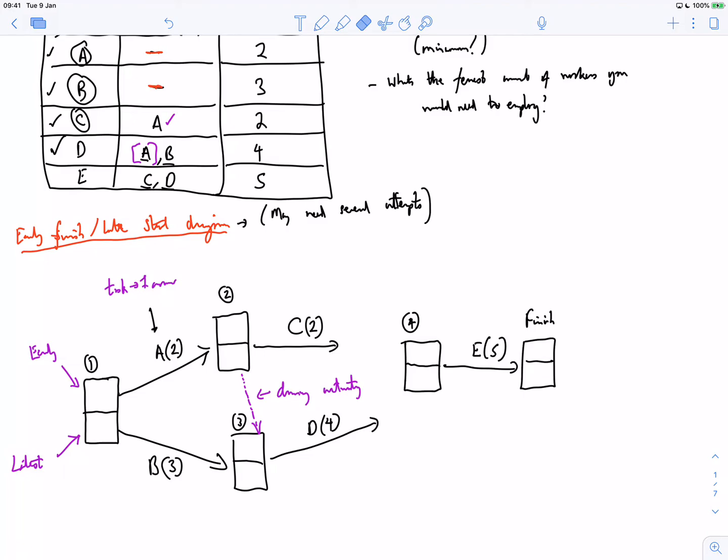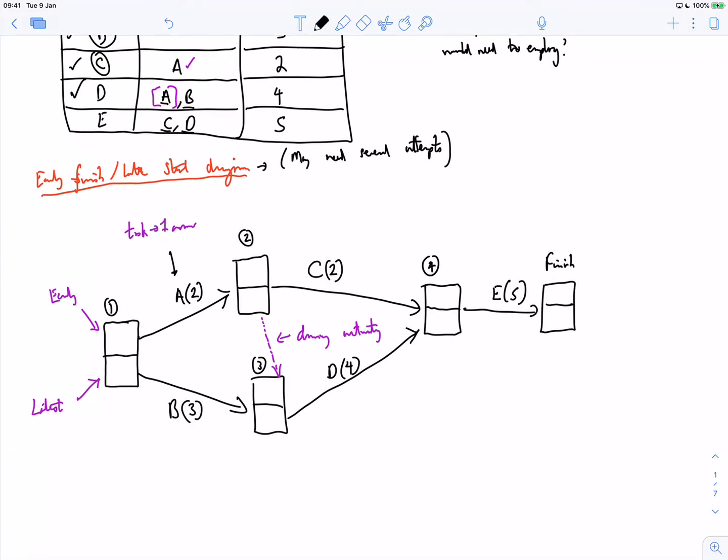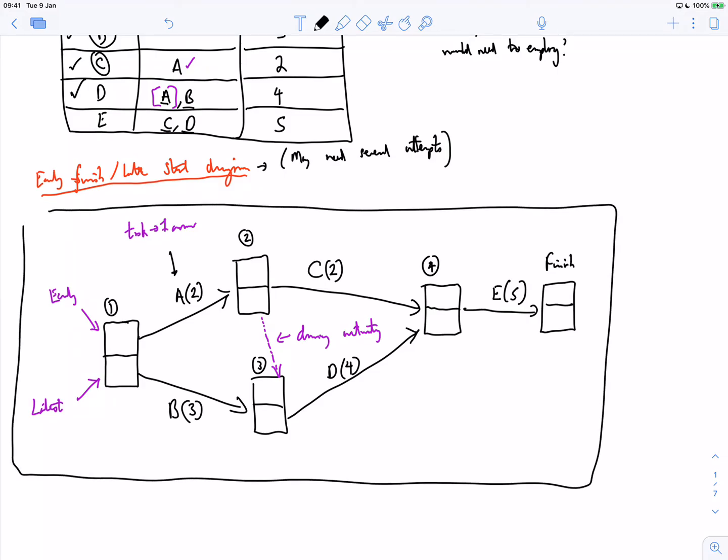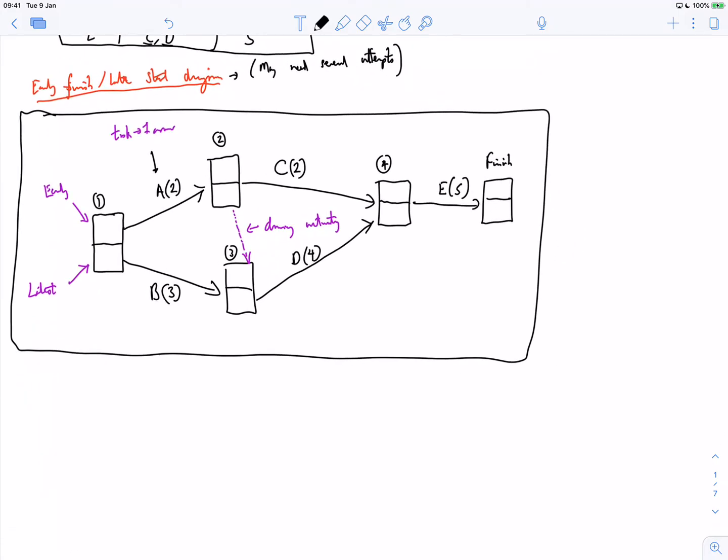So if I was to tidy this up properly, my diagram would look like this. And now I have a completed early finish and late start time diagram that's ready to be solved.